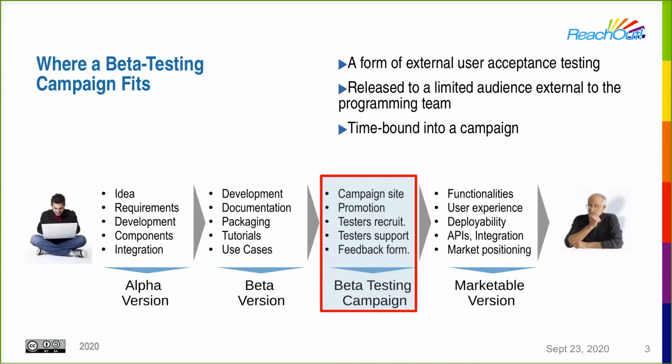Beta testing itself is a key phase in the software development cycle. It comes after the initial alpha version. So there's a beta version which is ready to be tested. This beta version should be put in the hands of external end users over a short period of time. This is what we call the beta testing campaign.